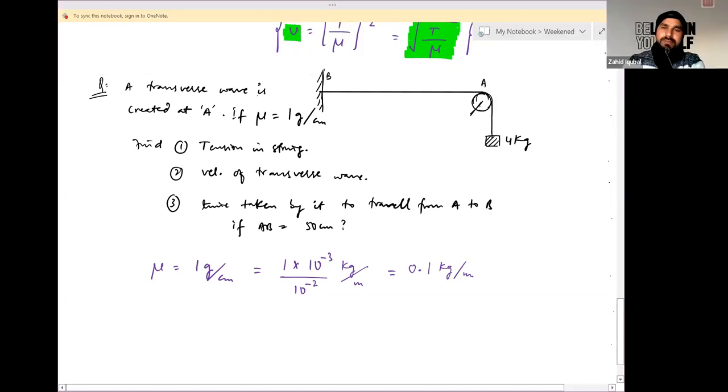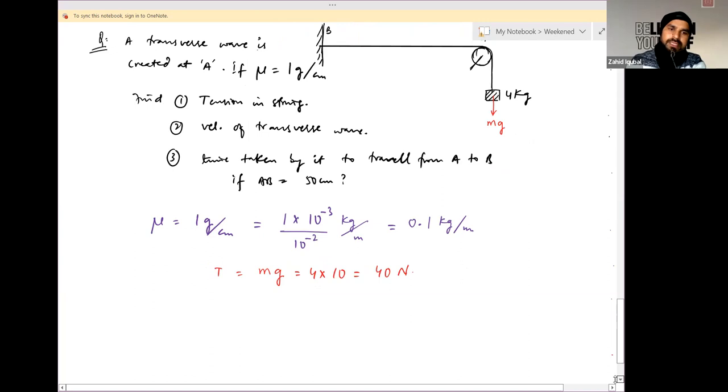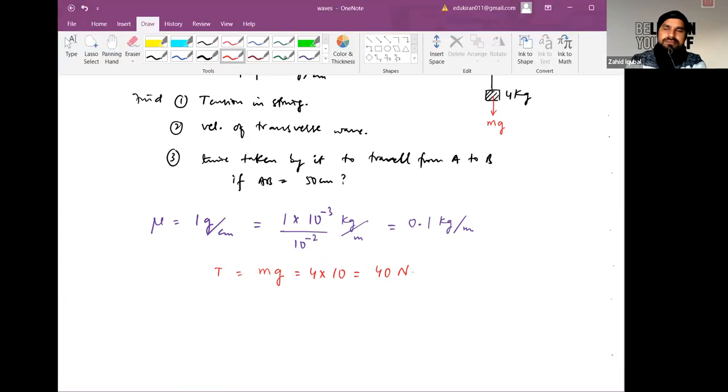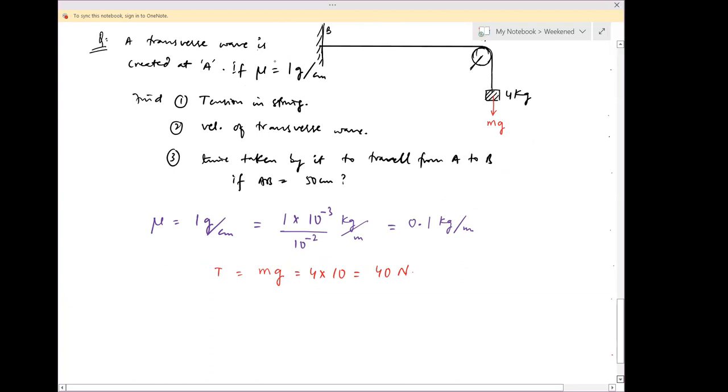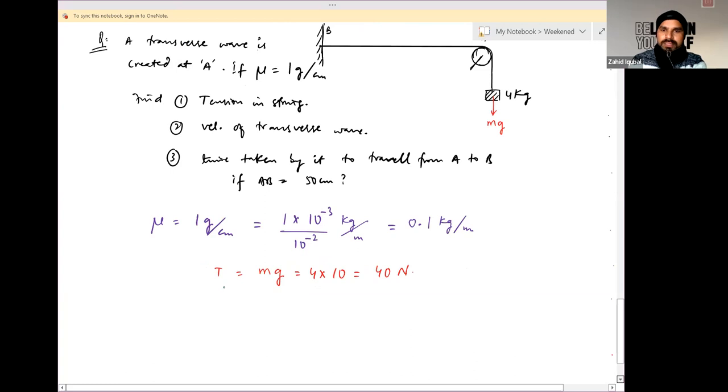Which factor in this setup will be responsible for generating tension? You will say this block attached at this particular point experiences gravity along this way. So it will be responsible for stretching this wire AB by this much force. So tension in this string will be mass times gravity. We have mass 4 kg, and the value of gravity is 10, so it will become 40 Newton. Is it clear? Mehreen, any doubt? Matthew, any doubt? Yes.